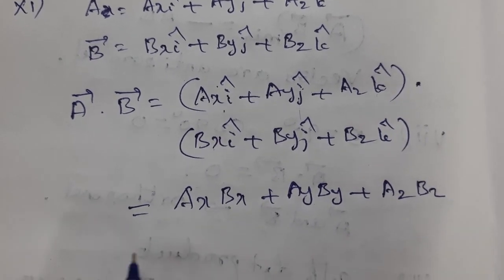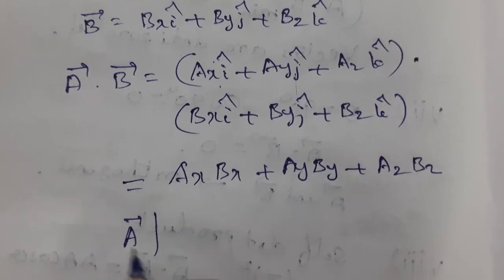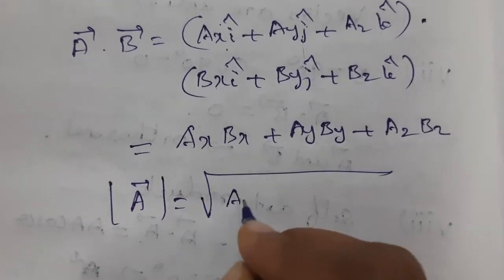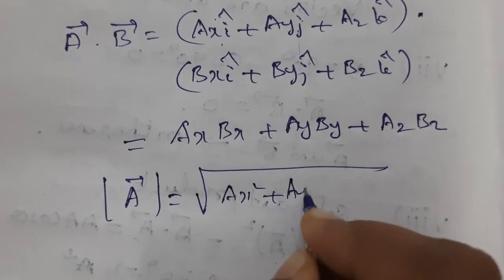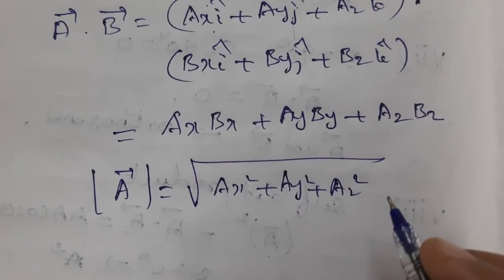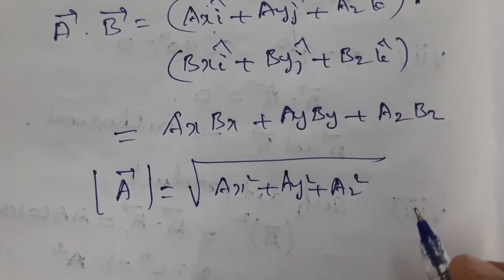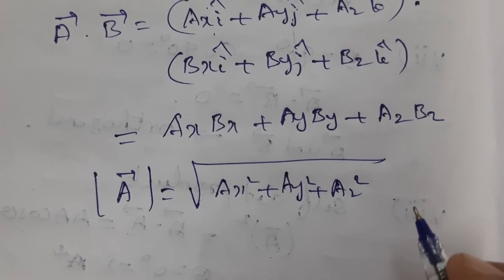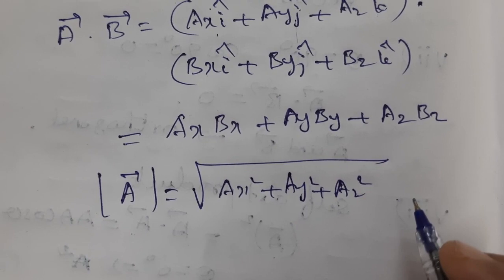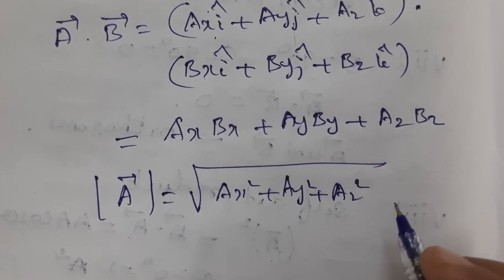So the magnitude of vector A is given by modulus A is equal to root of ax square plus ay square plus az square. So these are the properties of scalar product. Very important question: properties of scalar product. 11 points are there. Just we can recall.